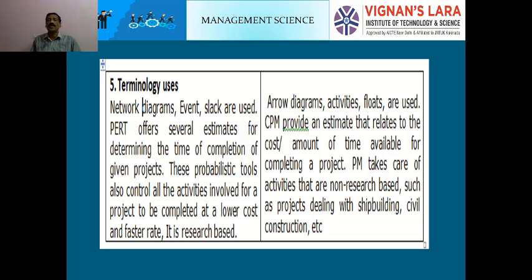That is, in the CPM method, arrow diagrams, activities, and floats are used. CPM provides an estimate that relates to the cost and the amount of time available for completing the project. CPM takes care of activities that are non-research based, such as projects dealing with shipbuilding, civil construction, etc. That means it is most probably used in the construction field. In one word, for the civil construction area, the CPM method is more suitable.